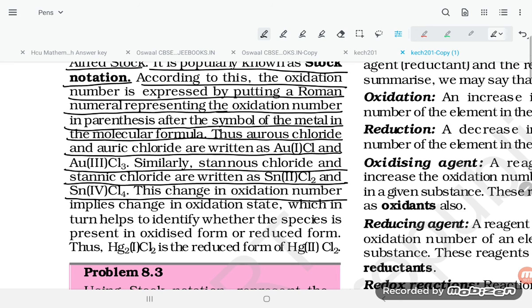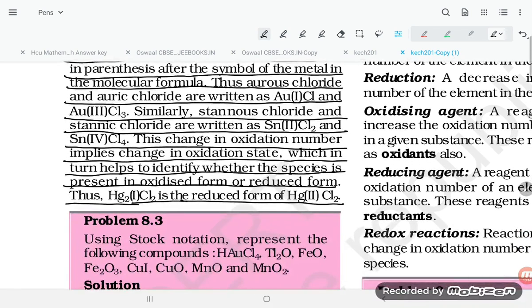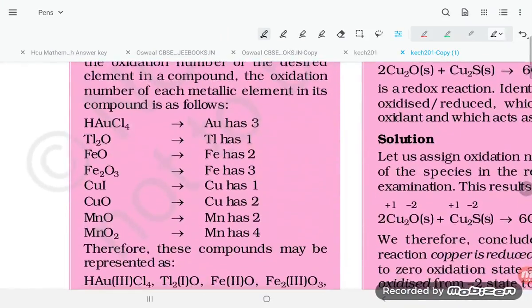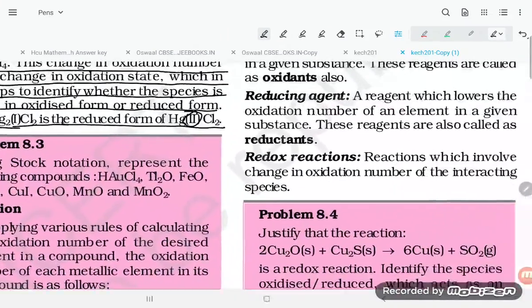This change in oxidation number implies a change in oxidation state, which in turn helps to identify whether the species is present in oxidized form or reduced form. Thus, Hg2Cl2, that is Hg(I), is reduced from Hg(II)Cl2. Okay, this is what it is, right? So this is our answer here.